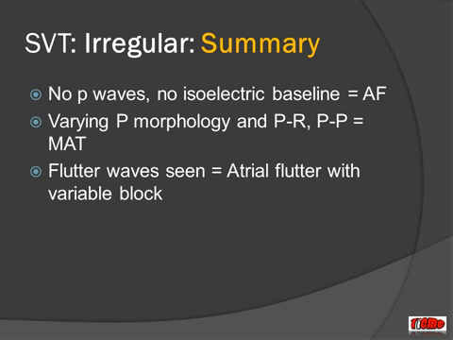So let's summarize irregular narrow complex tachycardias. If there's no P waves and no isoelectric baseline, it's likely to be AF. If there's varying P wave morphology, PR intervals and PP intervals, then the diagnosis is multifocal atrial tachycardia. If you see flutter waves, and to confirm the RR interval is a multiple of the flutter wave rate, then you have flutter with variable block. And remember, if you're seeing extra narrow complex beats, you probably have atrial ectopics.